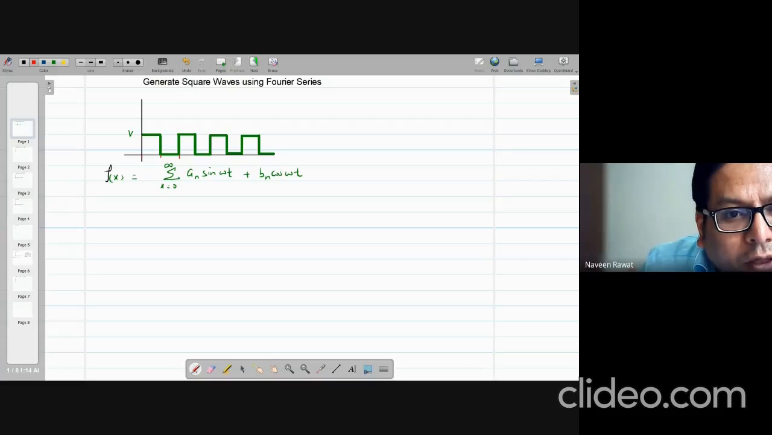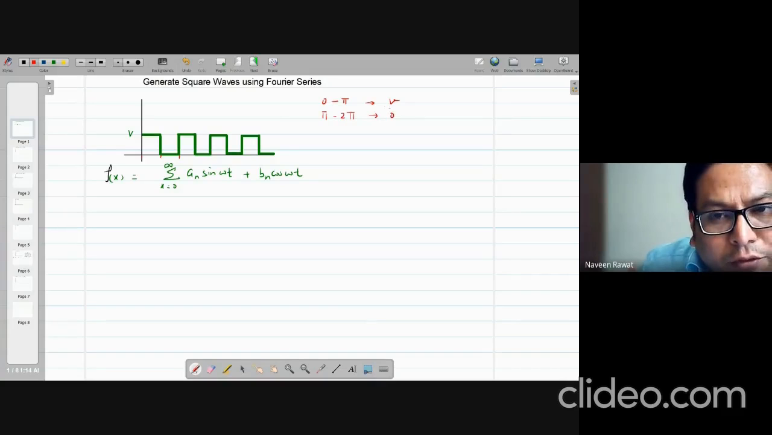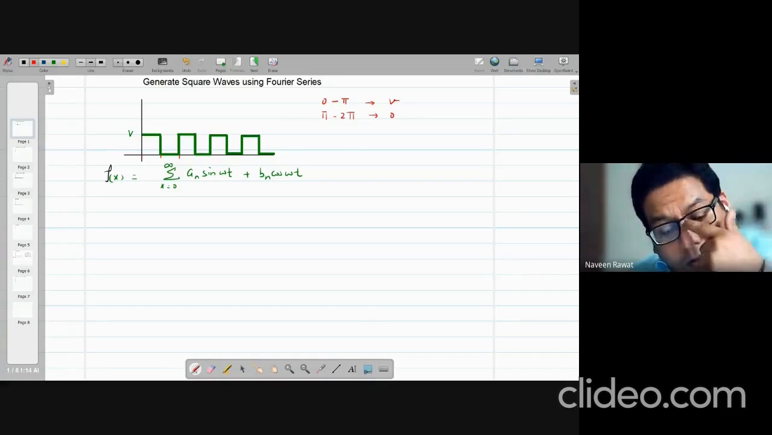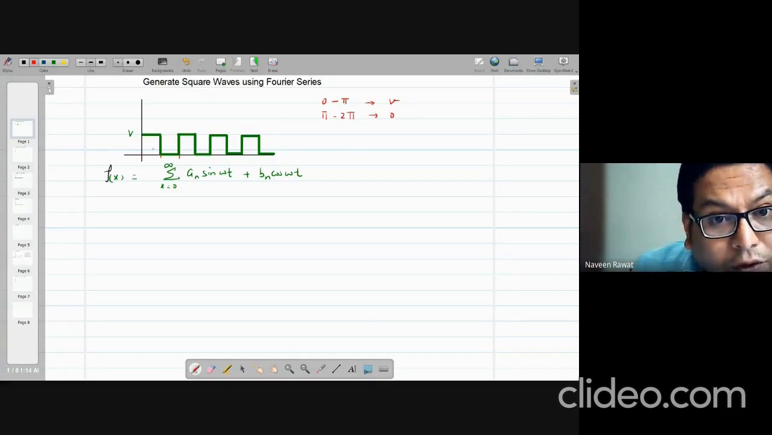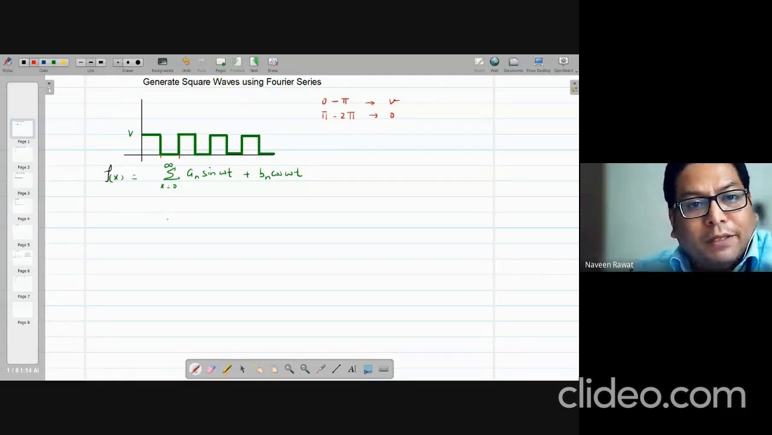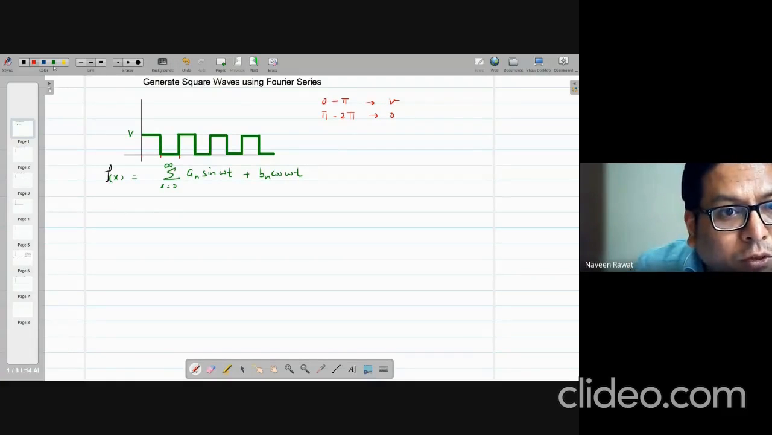So for half of the period, if I go 0 to, let's say, pi, then I have V volts, and from pi to 2 pi my function goes to 0 volts. Okay, so that is the kind of function I need to generate. All right, so if I want to use this idea and generate this square wave using Fourier series, then there are a few things that you should remember.